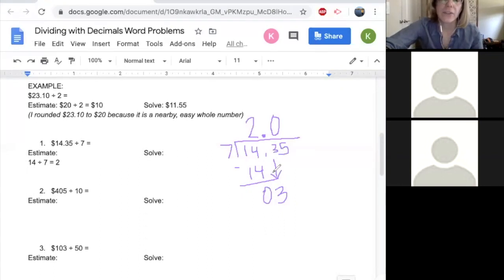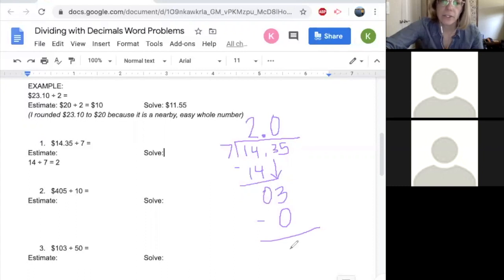We brought down 3 was what we did. Remember, that was our next step. So now we're going to bring down what? 5. Oh, the reason why that looks like not enough space is because I didn't do all of this step technically. 7 times 0 is 0. It went in 0 times.